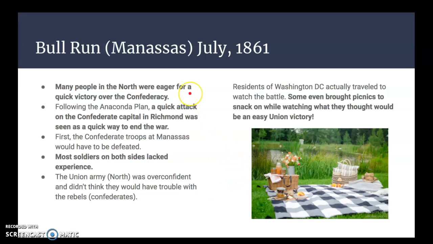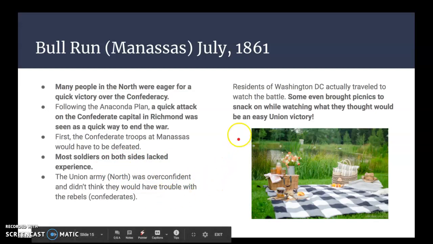All right. So the first battle was in Manassas, Virginia, in July 1861. Many people in the North were eager for a quick victory over the Confederacy. So following the Anaconda Plan, a quick attack on the Confederate capital of Richmond was seen as a quick way to end the war, but it wasn't going to be that easy. First, the Confederate troops at Manassas would have to be defeated. Most soldiers on both sides lacked experience. The Union Army might have been overconfident and didn't think they would have trouble with the rebels.